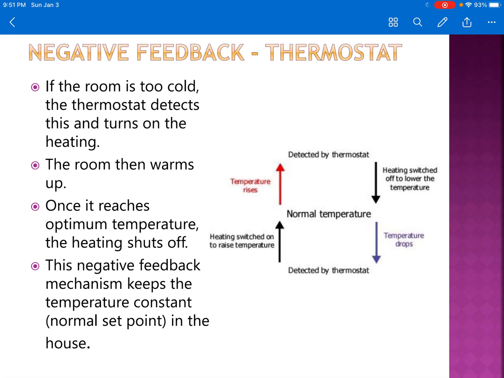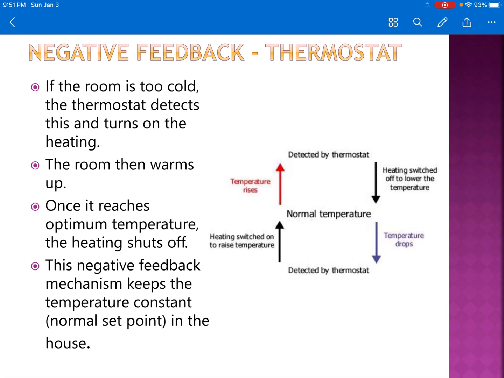So if your apartment starts to drop too cold below that normal set point of what your thermostat is set at, it will automatically trigger your heating system, furnace or whatever, to turn on, and then the room will start to warm up. And then once it reaches your normal set point, that heating system will shut off, because now we've reversed the change. It was cold, and now by turning on the heating system, we've got the temperature back to the normal set point, so it's reversed the change back to normal.